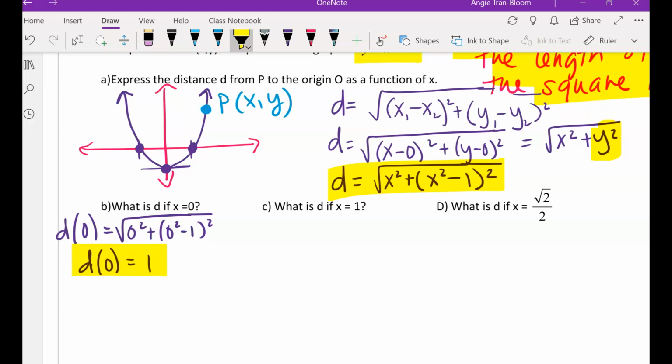Let's check it with the graph to see if it confirms. When x is 0, is that the vertex? Yeah. And let's just count really quickly. From the vertex to the origin, is that a distance of a total of 1? Yes. So our algebra is right. Our graphing looks legit. Why don't you and your team try C and D together? And then we'll just call on 2 students to give me the final answer.